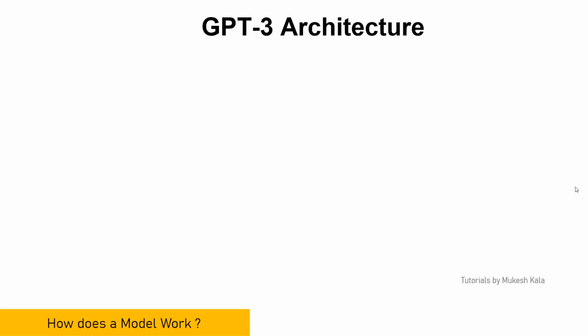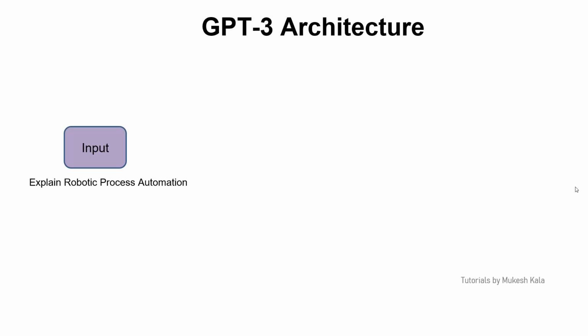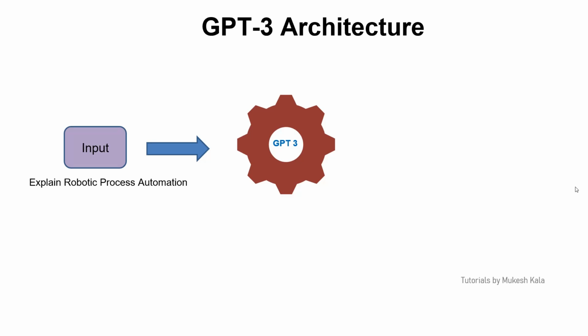Okay. So let's say I have an input to the model where I want to ask the robot to explain to me the robotic process automation. This is the input which we have to give to any model. So this setting icon indicates that this is some model. For reference, I have made it GPT-3.